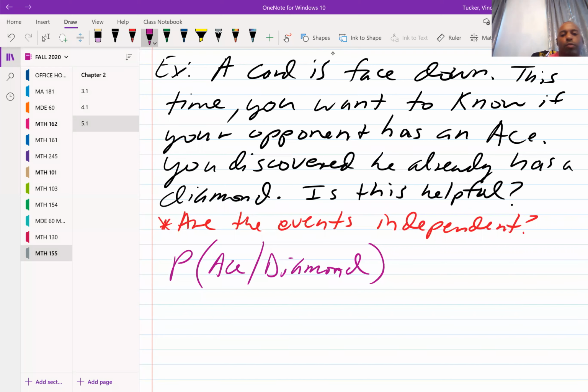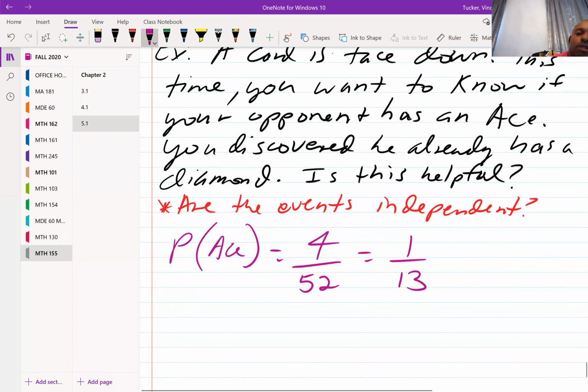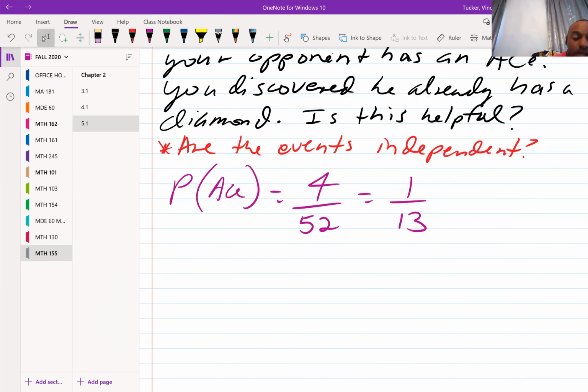All right, so we want to know the probability of getting an ace given that the person already has a diamond. We want to know what an ace is. Probability of getting an ace: there are four aces in the deck, so that's 4/52, which is 1/13. A 1/13 chance of getting an ace.